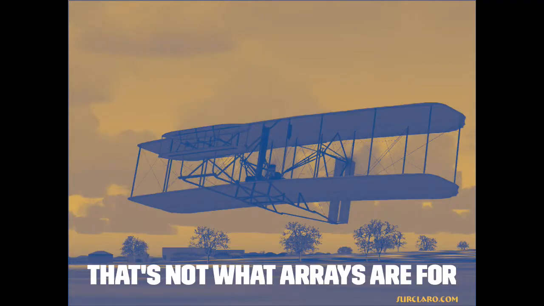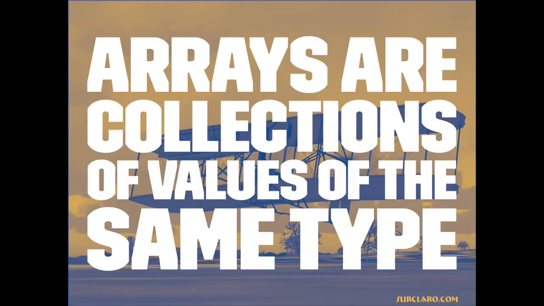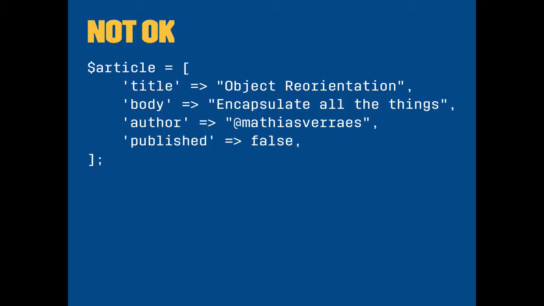So that's not what arrays are meant to be. This is what arrays are. An array should be a list, a collection of values that have the same type. So this is not okay. All of these fields have different types. In some languages, this could be a record. In PHP, we can do this with an object, but this is not a good way to use an array.